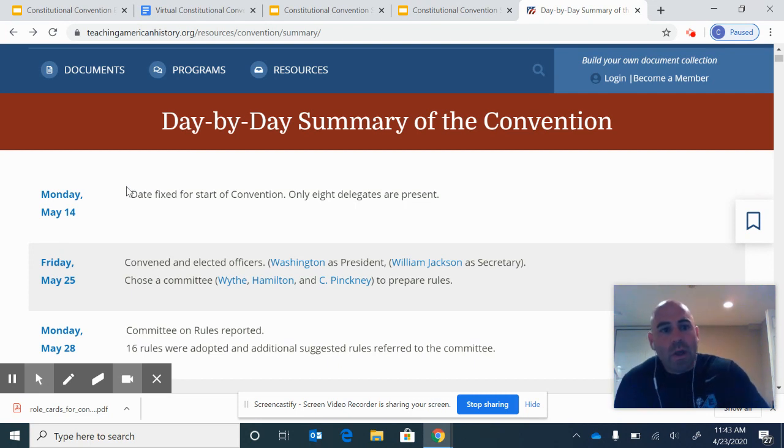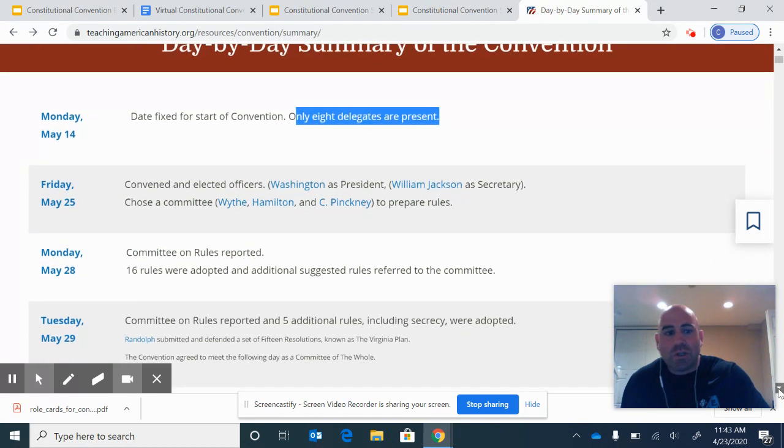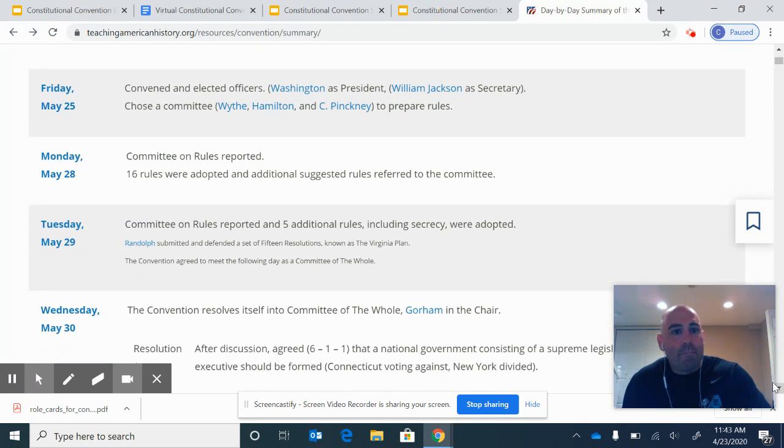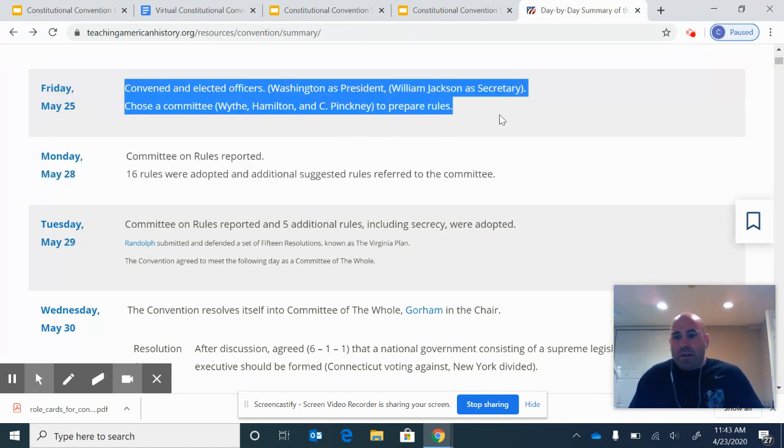What's so important? They all show up, or not everyone shows up, as you see. Only 8 delegates are present on May 14th. So we officially don't begin the convention until May 25th, when they get enough delegates and can actually start. A lot of times you see May 25th to September 17th, when it's officially read aloud and signed by 39 of the delegates.